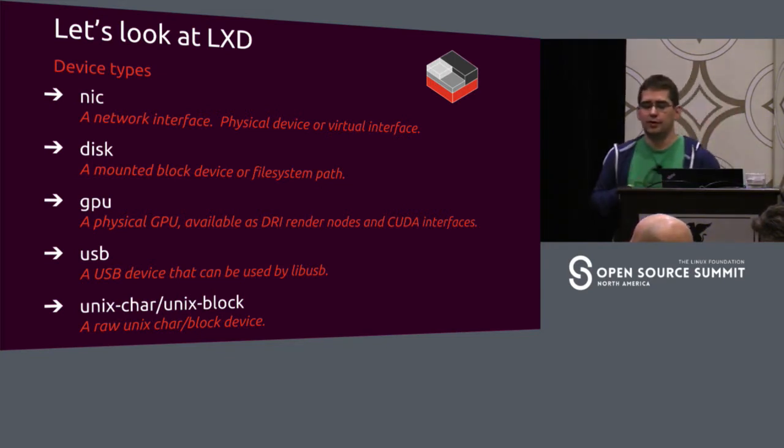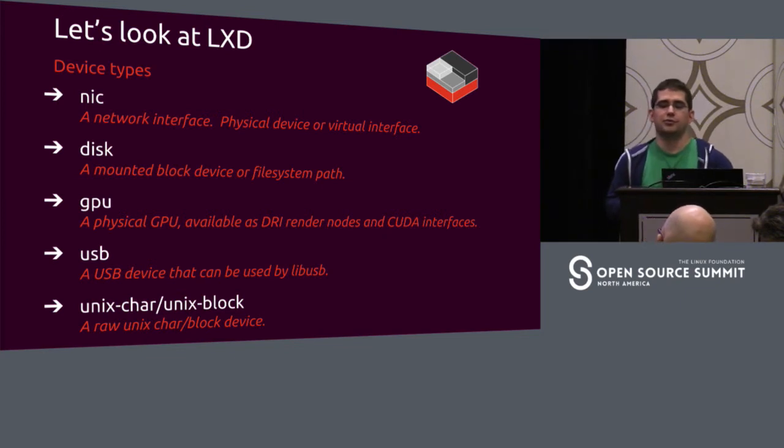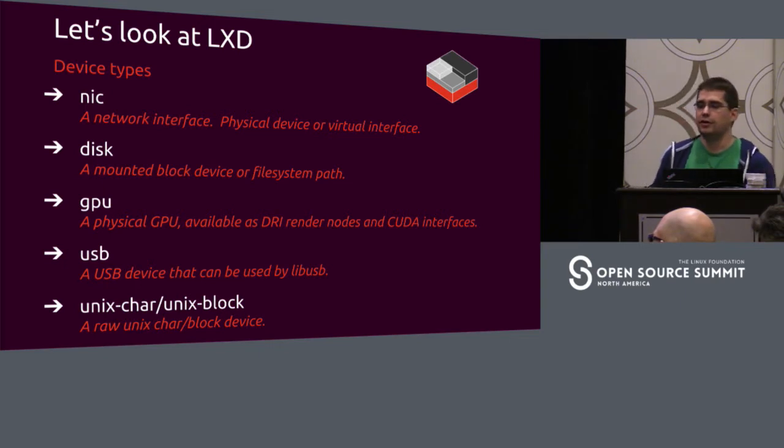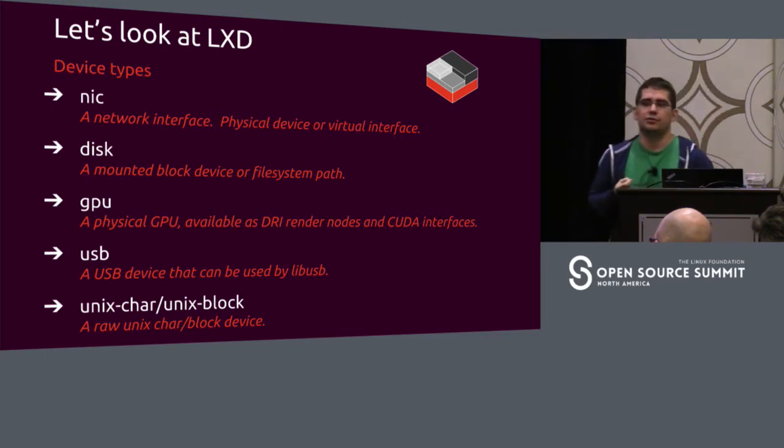And for low-level use cases, we also support passing just any Unix character device or Unix block device that you might think of. One of the use cases there is that I usually run my virtual machine hosts inside LXD containers. So I install libvirt inside a LXD container, and then I pass /dev/kvm from the host into the container.